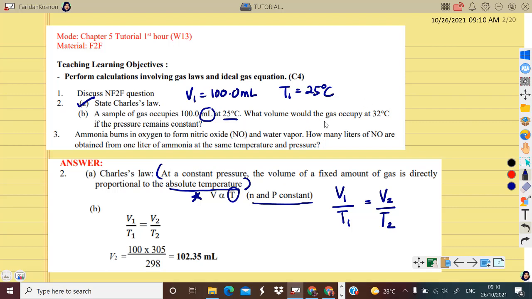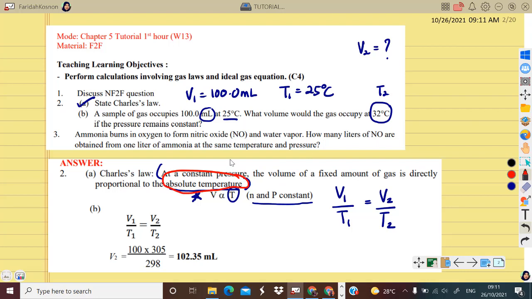Okay, what volume would the gas occupy? Berapakah final volume gas itu kalau suhu berubah menjadi 32 degree Celsius? So this one is T2. Okay, so yang kita tak tahu adalah V2. Okay, tetapi seperti yang saya telah ingatkan, for Charles's Law, disebabkan dalam statement itu ada menyatakan absolute temperature.